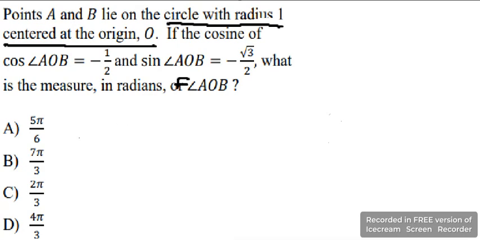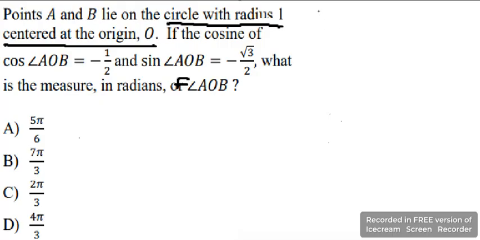If the cosine of AOB is equal to -½ and sine AOB is negative radical 3 over 2, what is the measure in radians of AOB? So to attempt this problem, I am going to draw a sketch of the unit circle in case you don't know it, so that you are not lost in this problem.